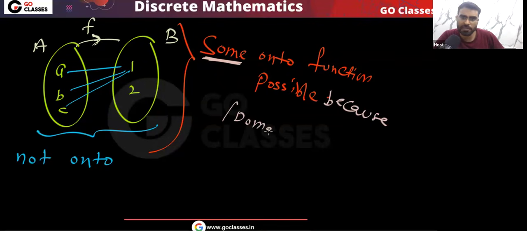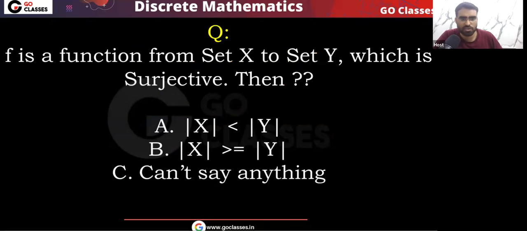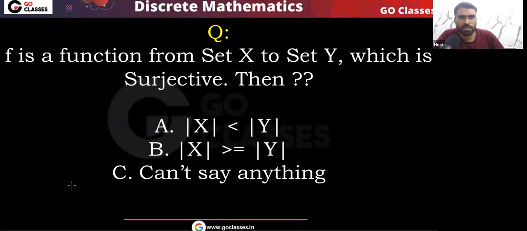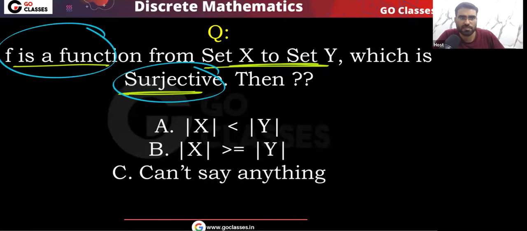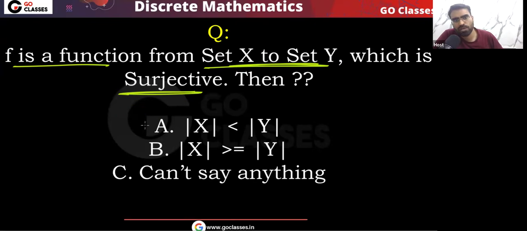Some onto function is possible because domain cardinality is greater than or equal to codomain cardinality. Okay, so now you are getting the point. Now let's move on. Tell me the answer for this question. F is a function which is surjective from x to y. What you can say? So you can see here the surjective function exists. There is at least one surjective function from x to y. So what you can say about the cardinality? You can see the cardinality of x is greater than or equal to cardinality of y. Answer will be option B.